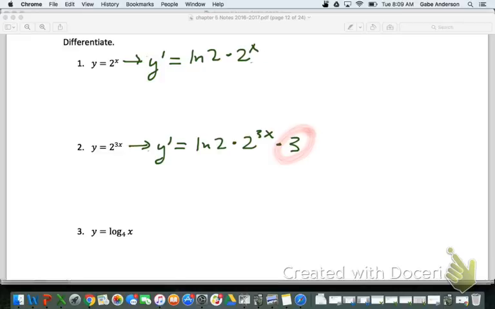All right, number 3, y equals log base 4 of x. Again, we want to look at this as a formula. I think that's the most efficient way to do these. And so we'd say y prime equals 1 over x ln of 4.